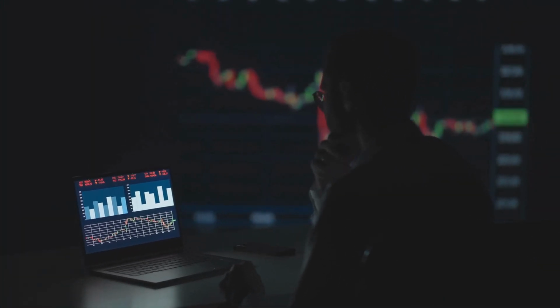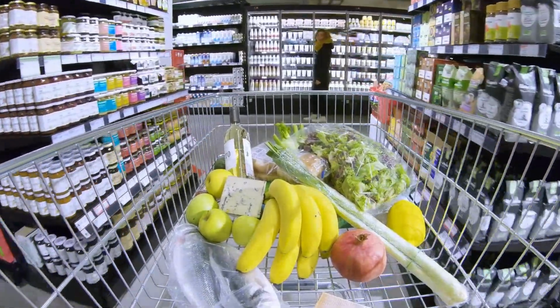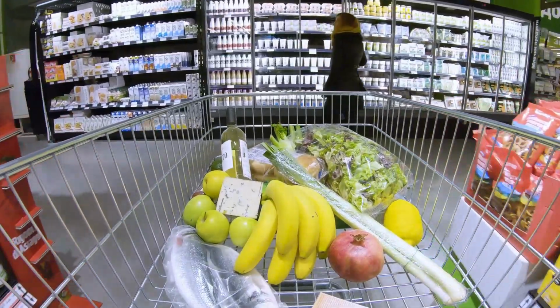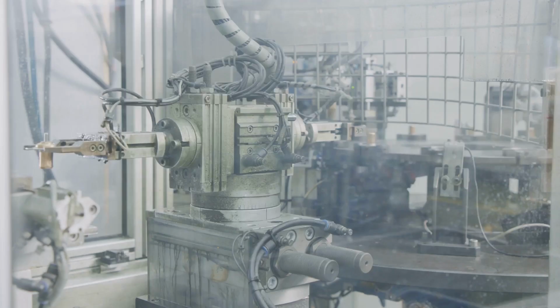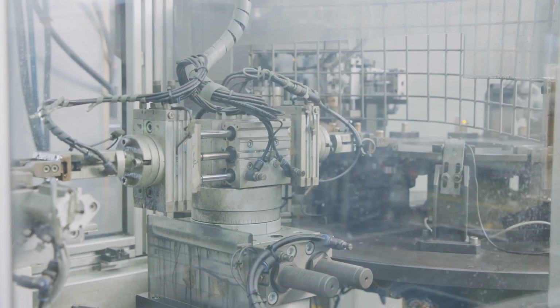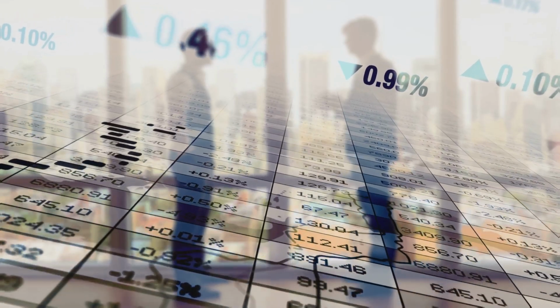Inflation data. The Consumer Price Index, or CPI, measures the average change in prices paid by consumers. It's a key indicator of inflation. The Producer Price Index, or PPI, measures the average change in selling prices received by producers. It's an early indicator of inflation pressures.